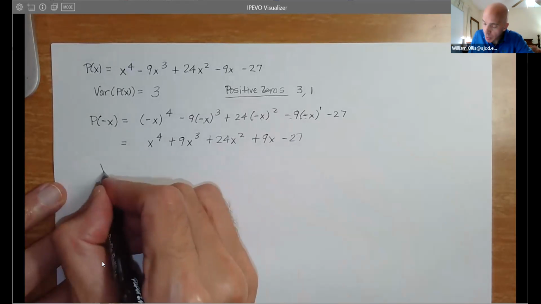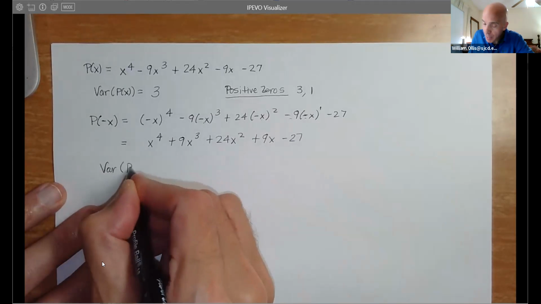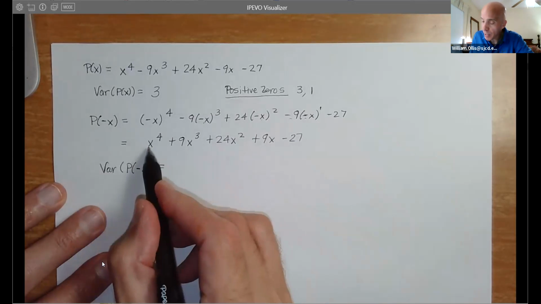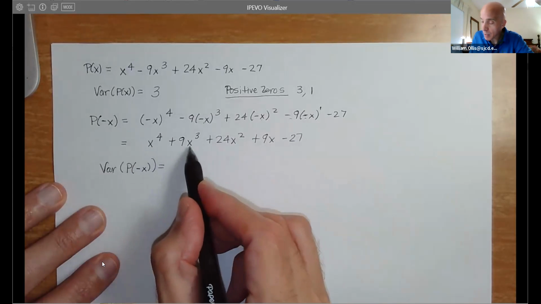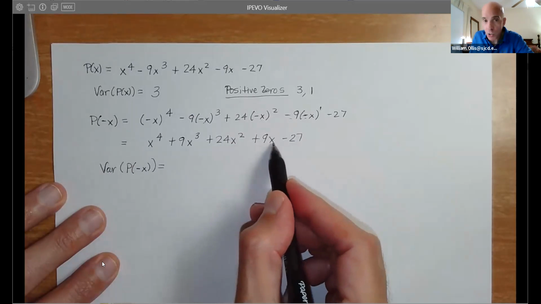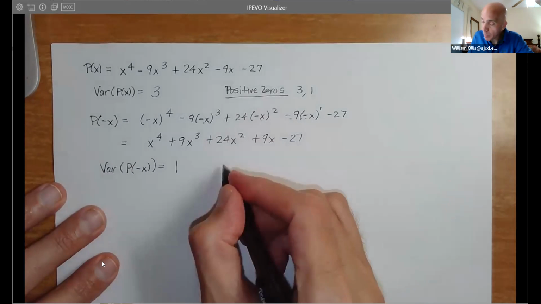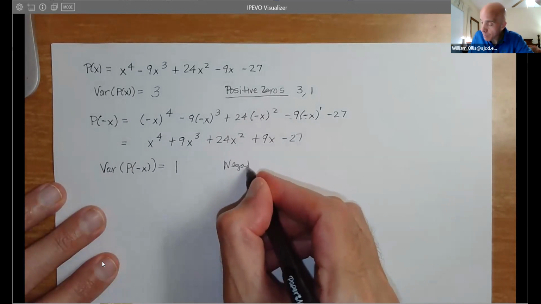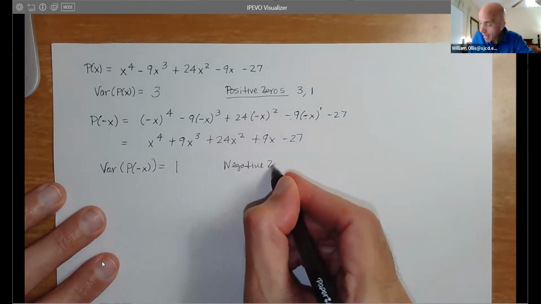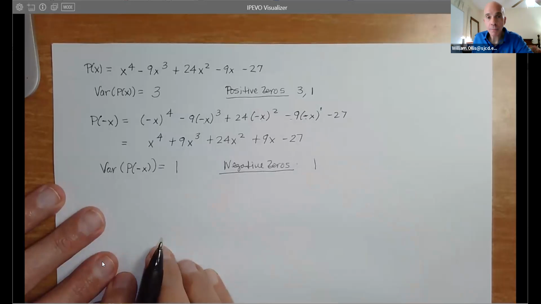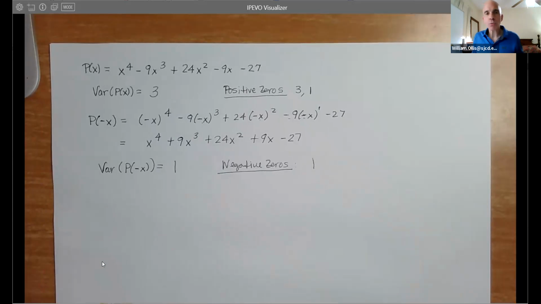Okay, so now when we look at the variation of P of the negative of x, we're thinking, okay, let's start here with positive, positive, positive, 1 change right there, 1. So now when we look at negative zeros, how many negative zeros could we possibly have? 1.